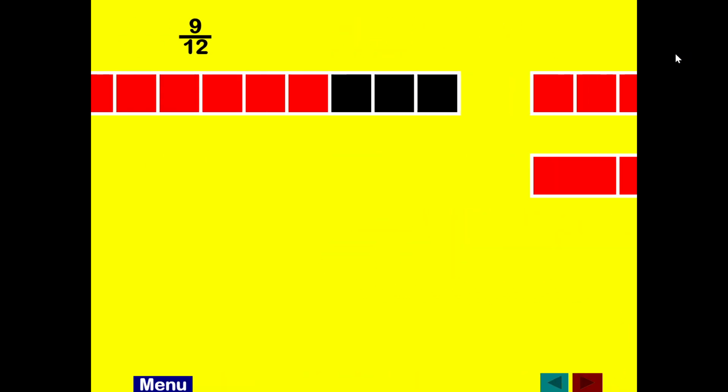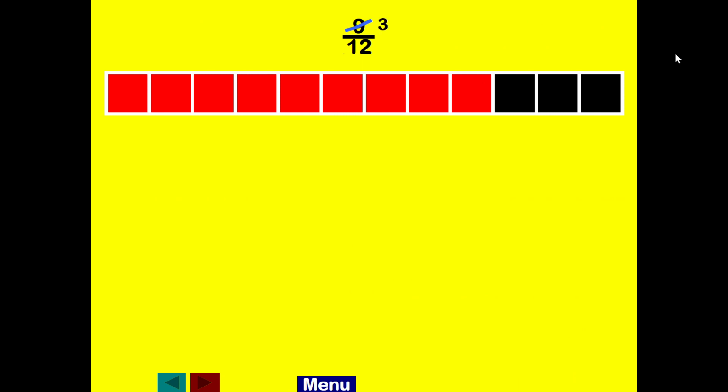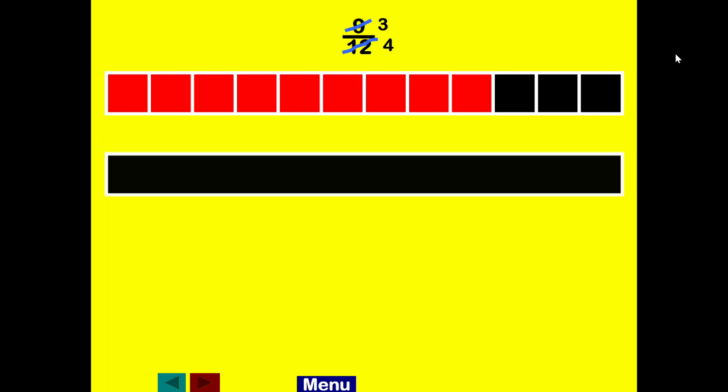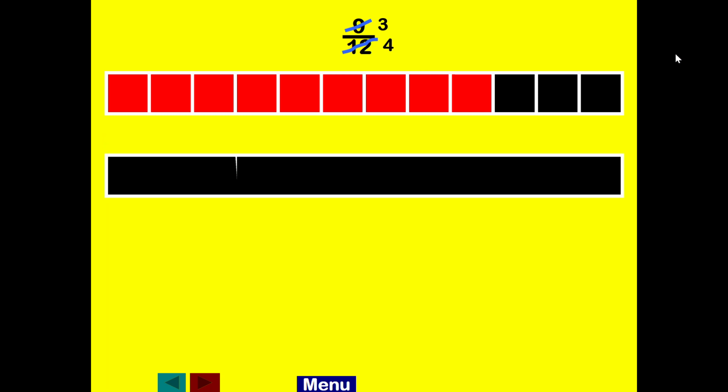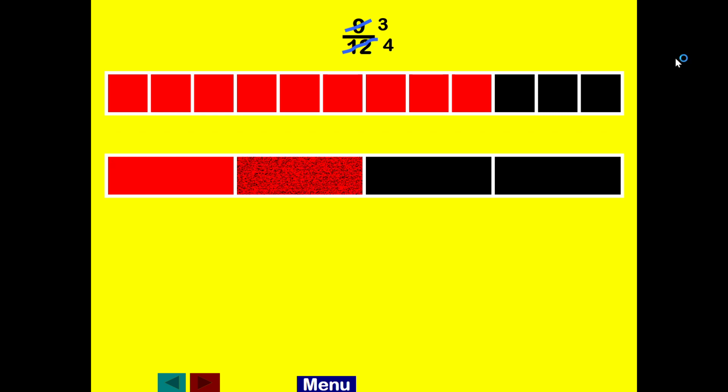So what about 9/12? We can divide both numerator and denominator by 3. It gives you 3/4, which means if you have the same box and divide it into 4 equal portions, 3/4 is the same as 9/12.